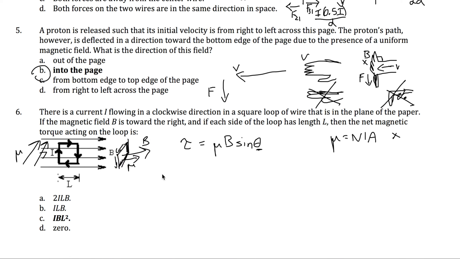So now that we know that there's a torque, then it's a matter of plugging things in here. There's only one loop, so N is 1, and so we're going to have mu is I times A. The area of a square is L squared, right? Length times width. And then we have B. And right now, the angle was 90 because mu was perpendicular to B. So that angle was 90. Sine of 90 is 1. So this becomes 1. So the torque becomes I L squared times B, which is choice C.